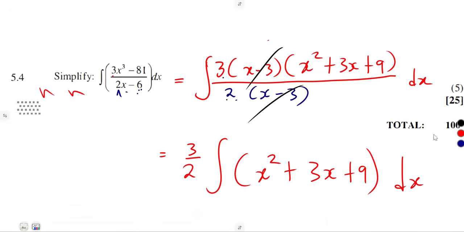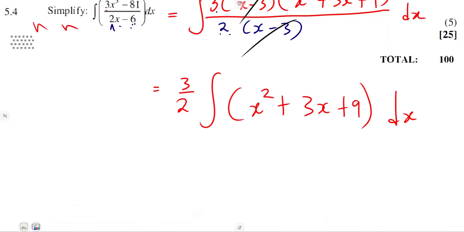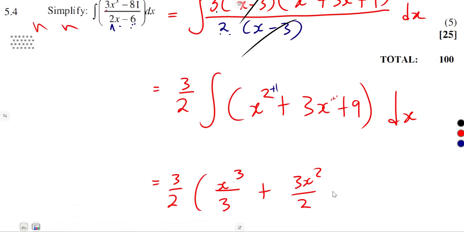With respect to x, we can integrate each and every term that we are given there. So that was going to be 3 over 2. All right, let's integrate. Remember, integrating, adding 1. So that's x to the exponent of 3 over 3, plus 3x squared over 2. 9 is a constant, so with respect to x it will be given as 9x, plus the constant of integration. So this is it, you are done.